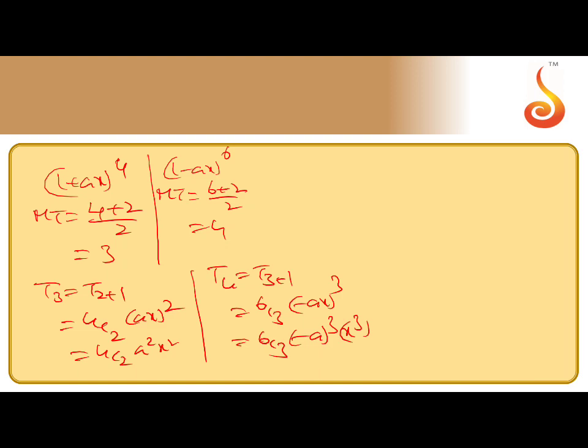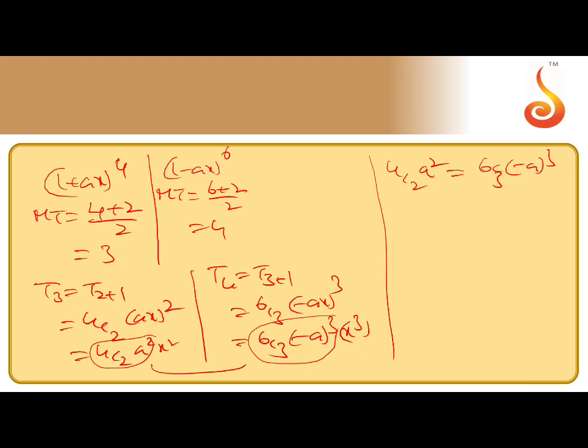I hope you understand here. What they have given is that the coefficients are equal. This value equals this value. So 4C2 a^2 equals 6C3 (−a)^3. 4C2 is (4 × 3)/(2 × 1) times a^2 equals (6 × 5 × 4)/(3 × 2 × 1) times (−a)^3.